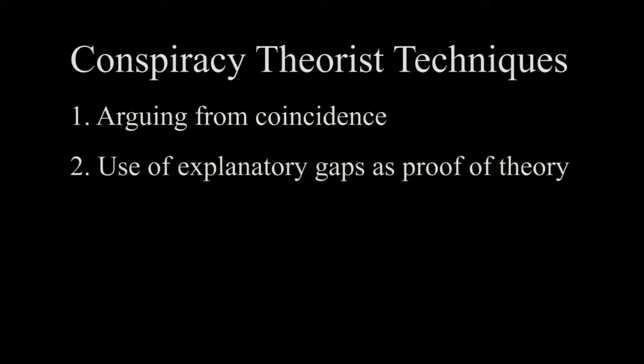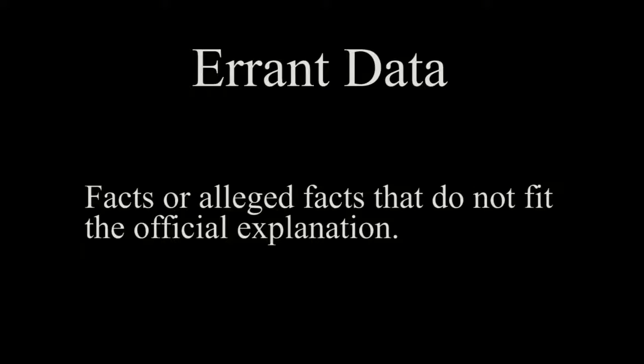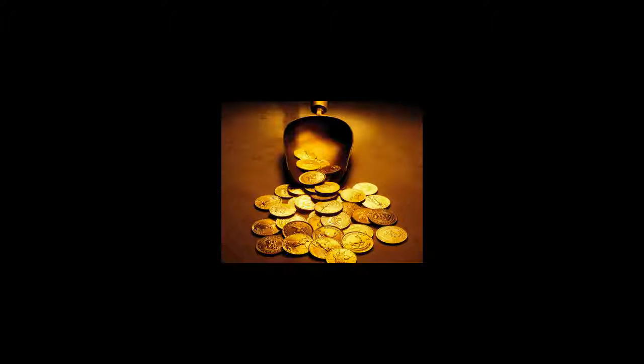Technique number 2, the use of explanatory gaps as proof of their theory. Conspiracy theorists recognize that almost any explanation will have what's called errant data, that is, facts or alleged facts that do not fit the official explanation. Errant data are the currency of conspiracy theorists, the proof that their pet theory is correct.